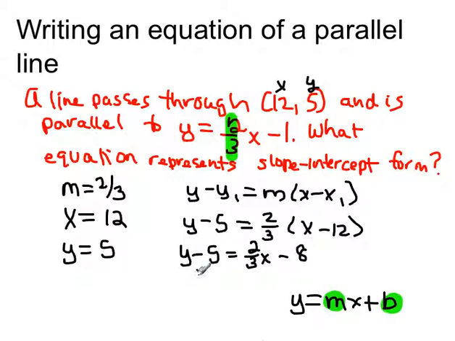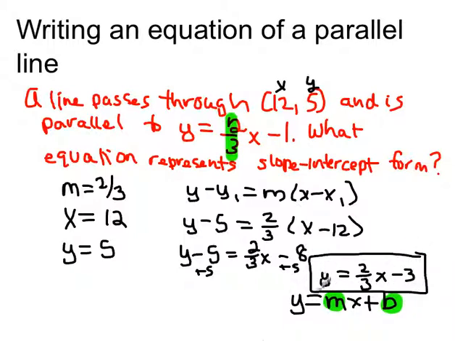And then I'm going to add 5 to both sides. And I have a final result, which is y equals 2/3 x subtract 3. Okay, so that is my final answer. y equals 2/3 x minus 3. And these lines are parallel. They have different y-intercepts. And if I plug in 12 and I plug in 5, this is a true equation. Okay, that's the last example. In the next video, we'll look at perpendicular lines.